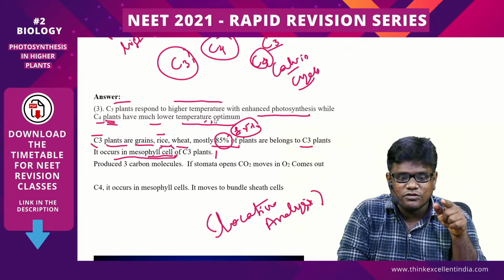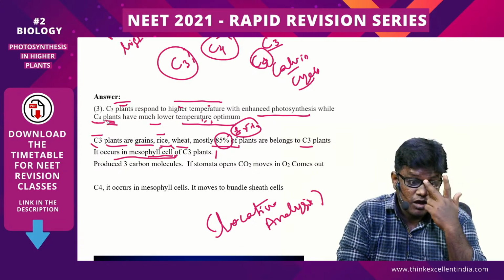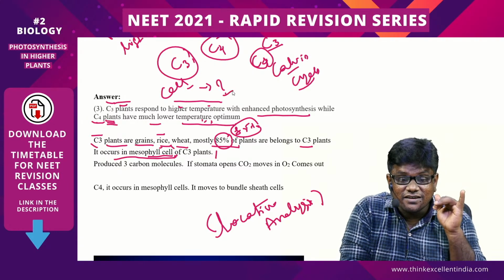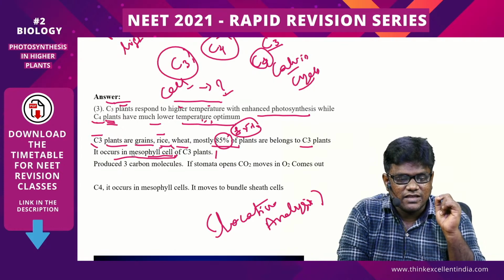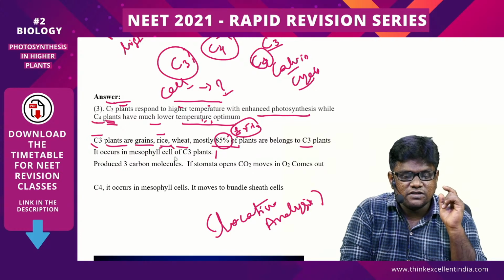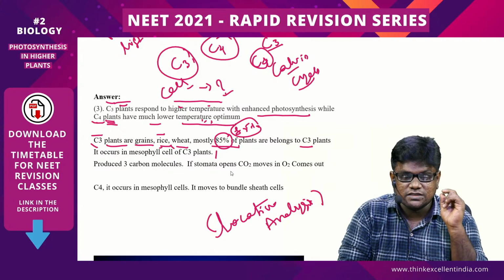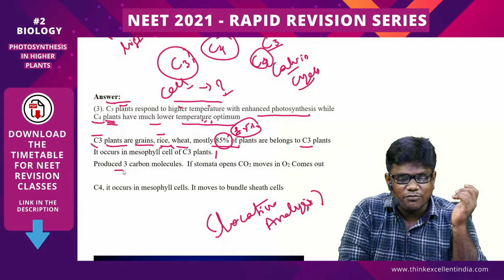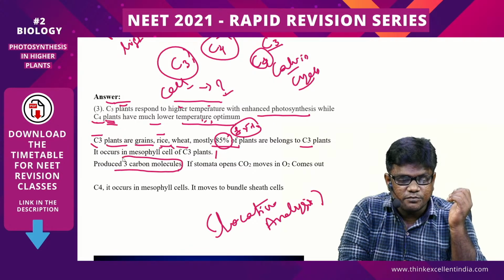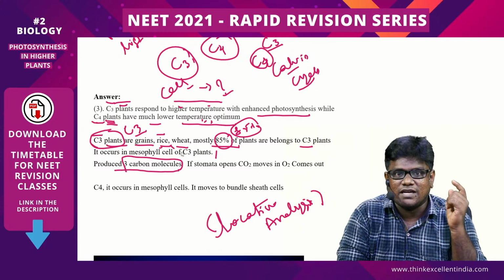See, we are discussing the optimum temperature, higher temperature, C3 plants, C4 plants, everything. But all plants have cells, and where the reaction happens inside the cell is very important. And that occurs in the mesophyll cell. Is it clear? So the mesophyll cells in C3 plants are doing photosynthesis, and in photosynthesis they produce 3 carbon molecules. The 3 carbon molecules are produced by these C3 plants. That's why they are called C3 plants.